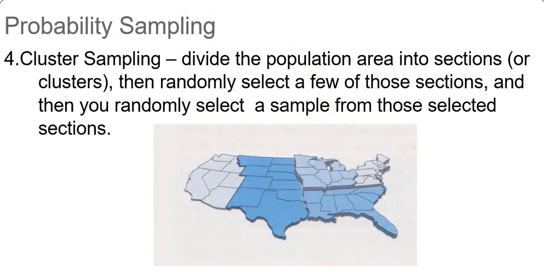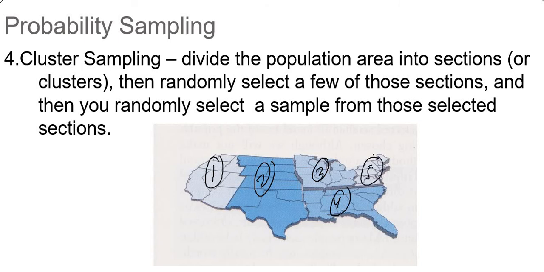The next probability sampling that we have is cluster sampling. Here, we divide the population area into sections or clusters, then randomly select a few of those sections, and then you randomly select a sample from those selected sections. Just like here, if the 48 states of the US is divided into this area, maybe it's better if we label them. This can be the first area, the second area, the third, the fourth, and the fifth area.